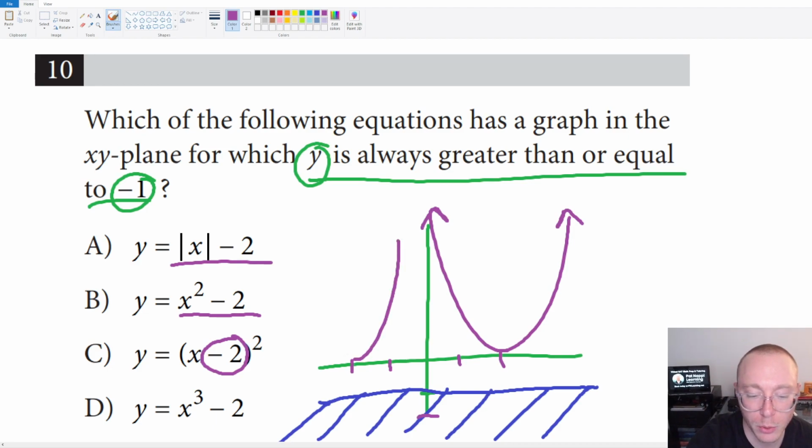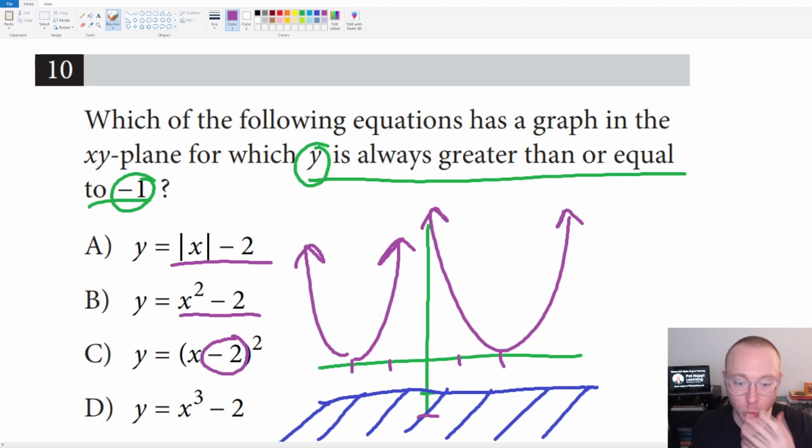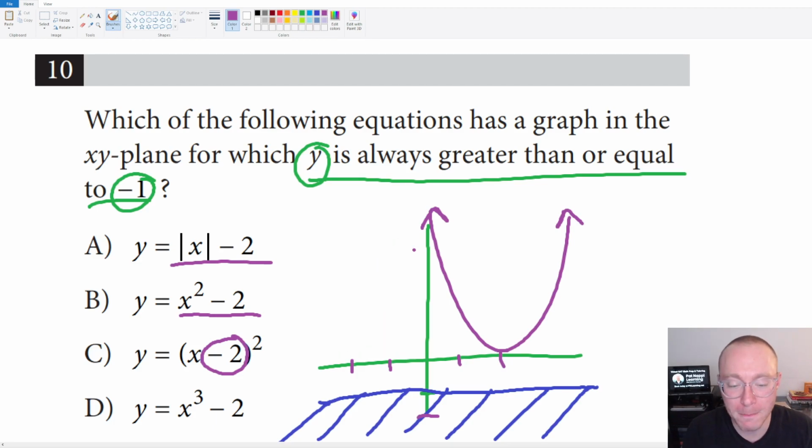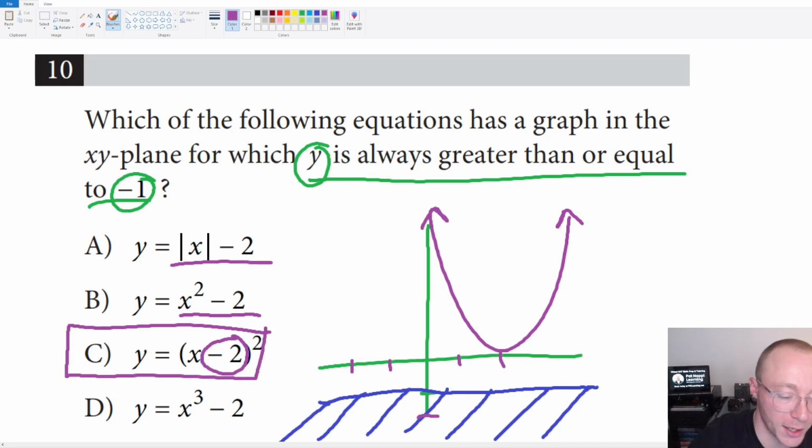And not that it matters in this question whether you shifted it left or right. If we go in one direction or the other, we're going to be above this blue region, right? We're going to be above y equaling -1 in either case. So you can actually make that mistake here and still get the question right. But we're going to see that either way, this parabola for choice C is going to always stay above that blue region. And for that reason, we're going to say that choice C is our answer. And that's pretty much the end of the question.